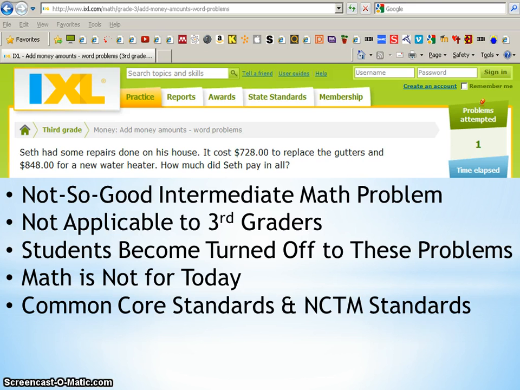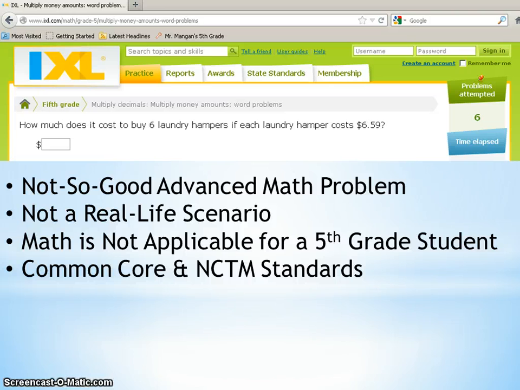This is the final question we will look at, and it's an example of a not so good advanced math problem that would fall in line with 5th graders. And once again, the reason why it is not so good is because it is not a real life scenario for a 5th grader. A 5th grader does not really care about, will not be presented with the problem of buying laundry hampers and figuring out the cost or anything like that.